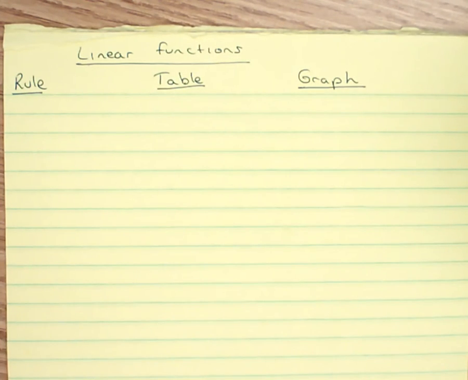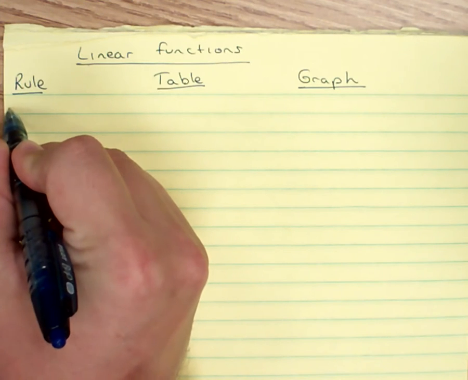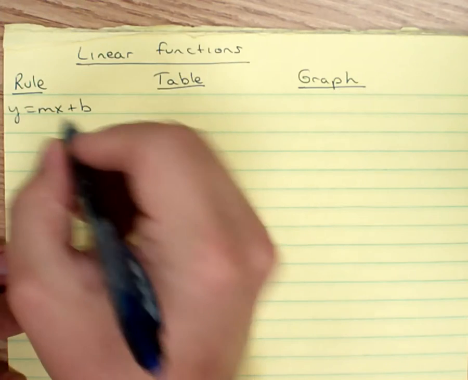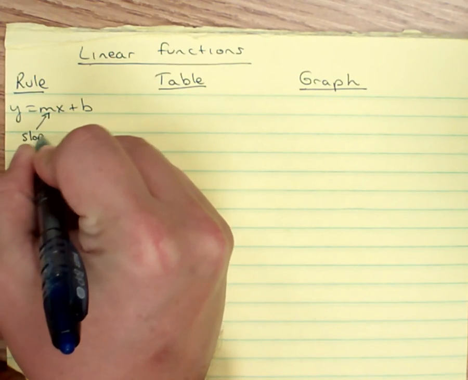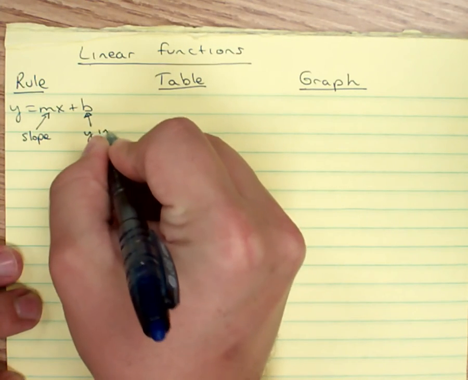Okay, so linear functions, their general rule shows up as what? y equals mx plus b. And what does m stand for? Slope. And b stands for our y-intercept.